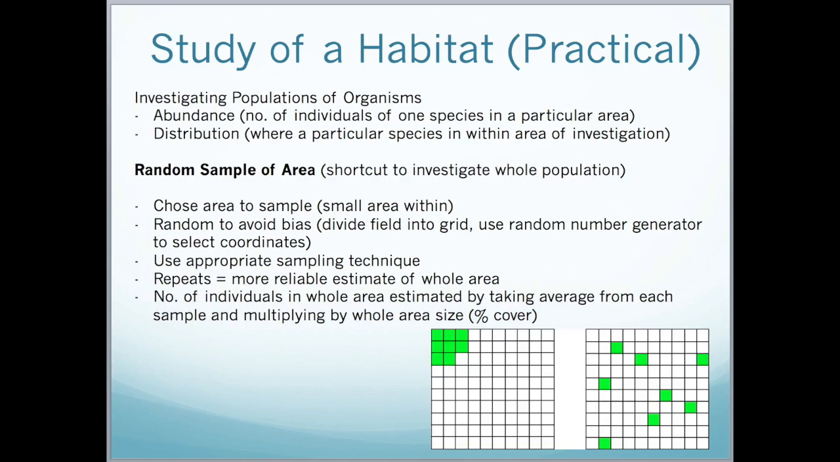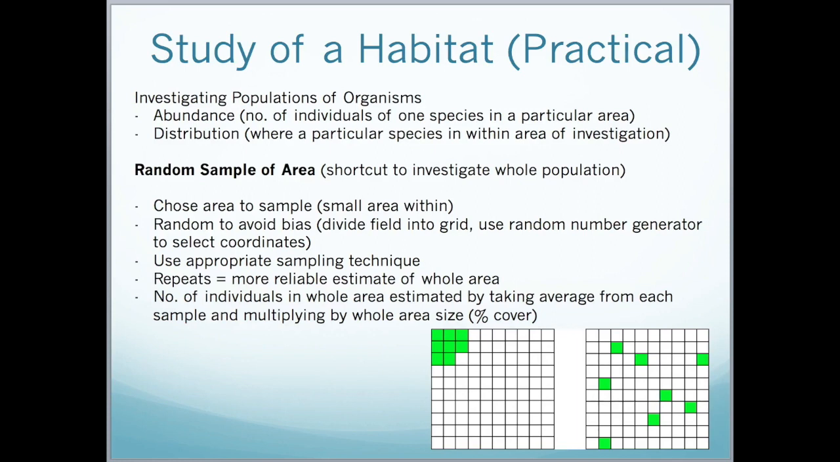We also have to know how to carry out a study of a habitat practically. So we can investigate populations of organisms, so we can look at the abundance, so the number of individuals of one species in a particular area, and we can also look at the distribution, so where a particular species within the area we're investigating is found. So there are different ways of doing it.